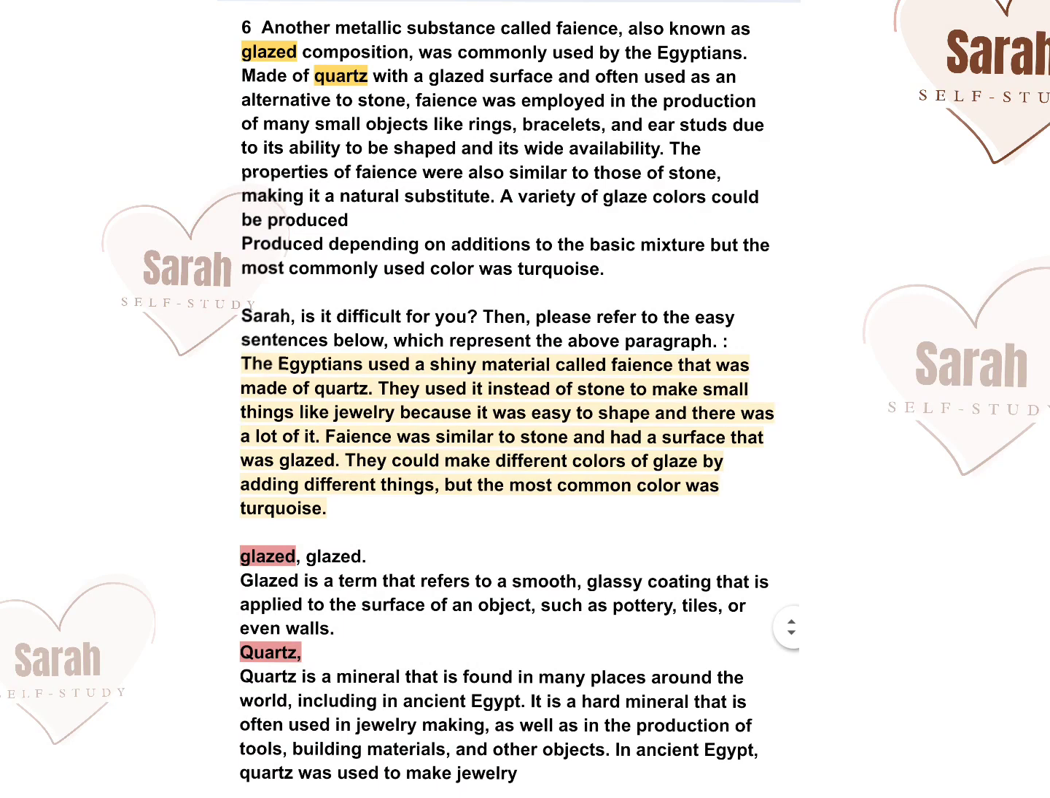Hey Sarah, this vocabulary too. Quartz. Quartz is a mineral that is found in many places around the world, including in ancient Egypt. It is a hard mineral that is often used in jewelry making, as well as in the production of tools, building materials, and other objects. In ancient Egypt, quartz was used to make jewelry.